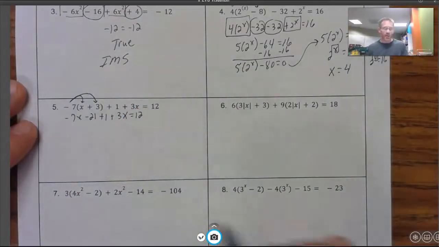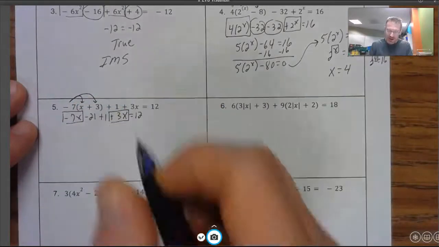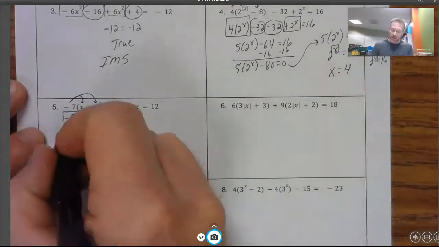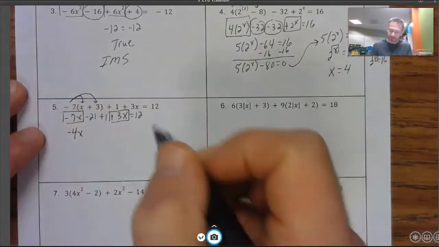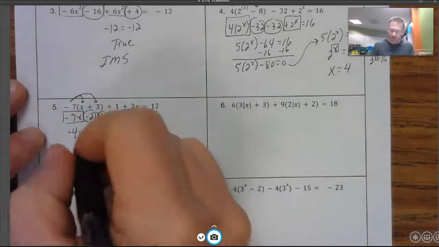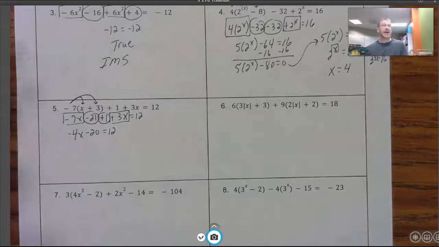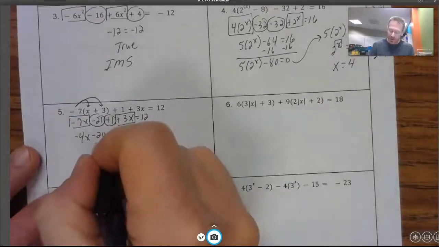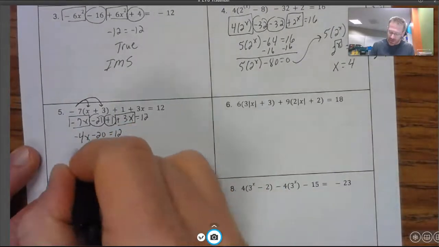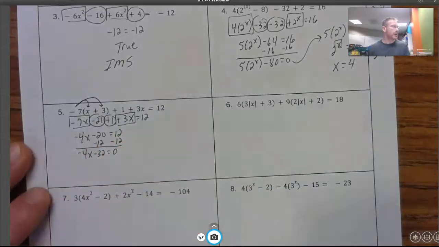Now we want to combine like terms. So I have a negative 7x plus 3x. So negative 7 plus 3 is negative 4x. And then I have negative 21 plus 1, so that's minus 20, is equal to 12. And then I just get it equal to 0, so I'm going to subtract 12 from both sides. Negative 4x minus 32 is equal to 0.